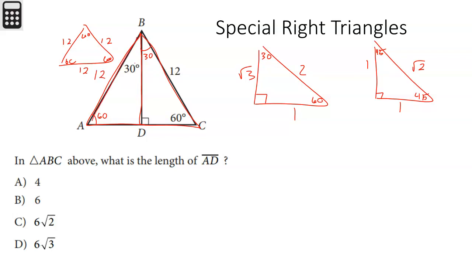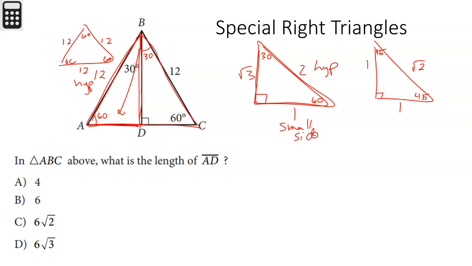and this is a 30, 60, 90 triangle. Opposite the 30, okay, that's the small side. Let's look at our special right triangle here. All right, this is our small side, and this is our hypotenuse. Okay?